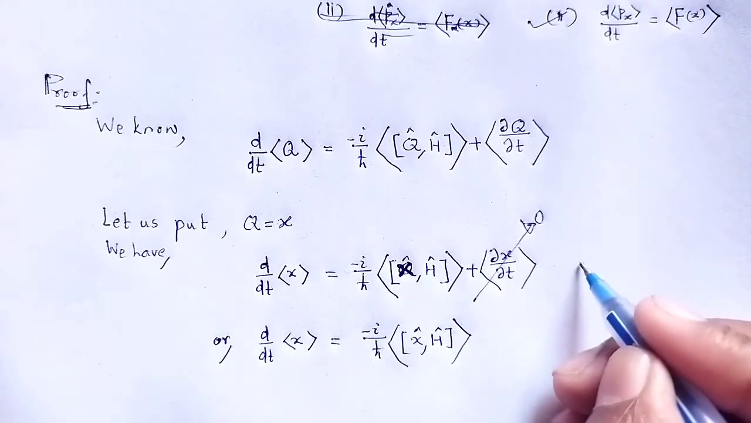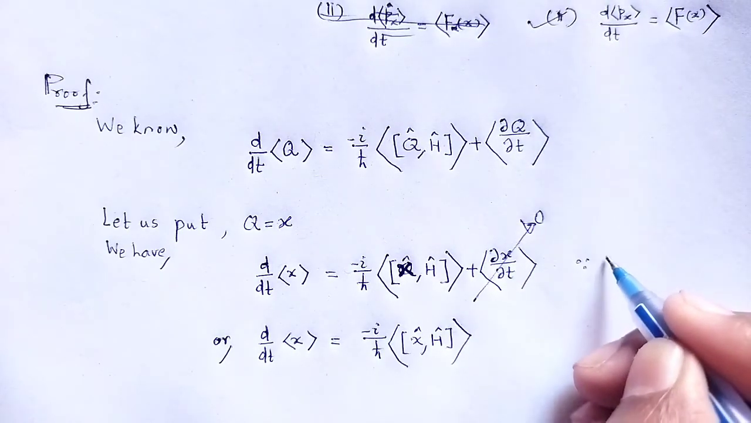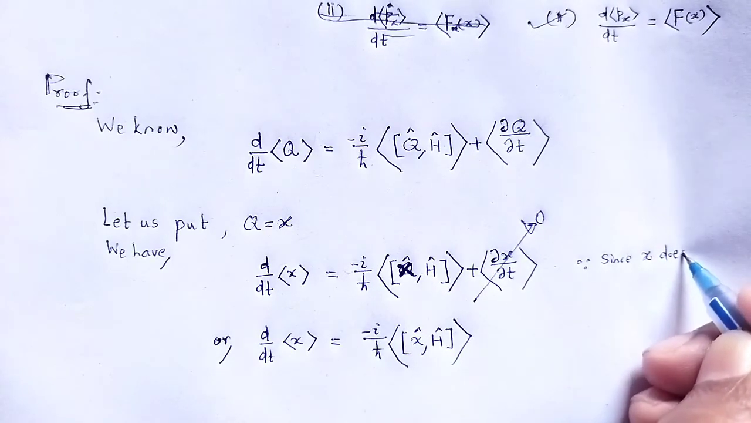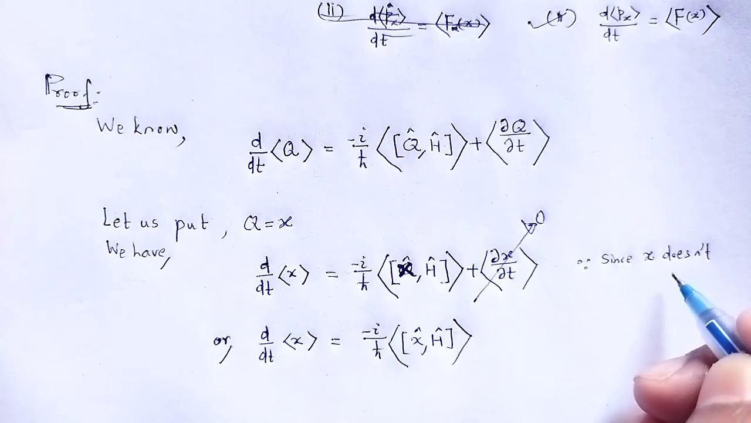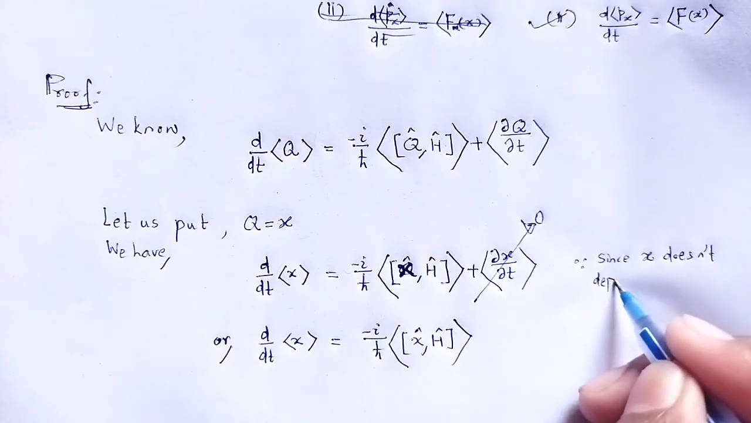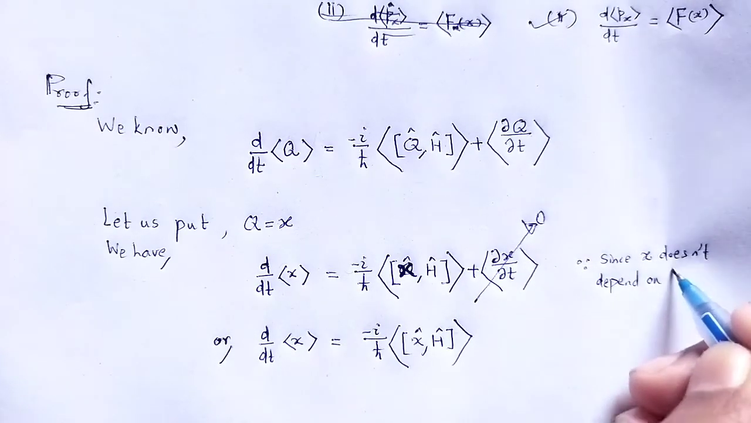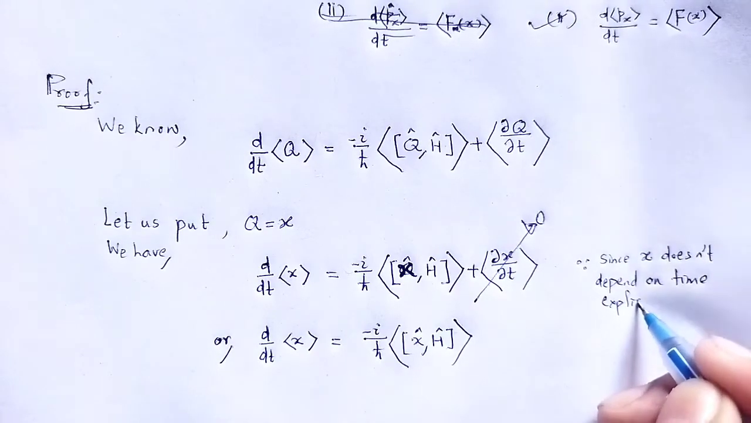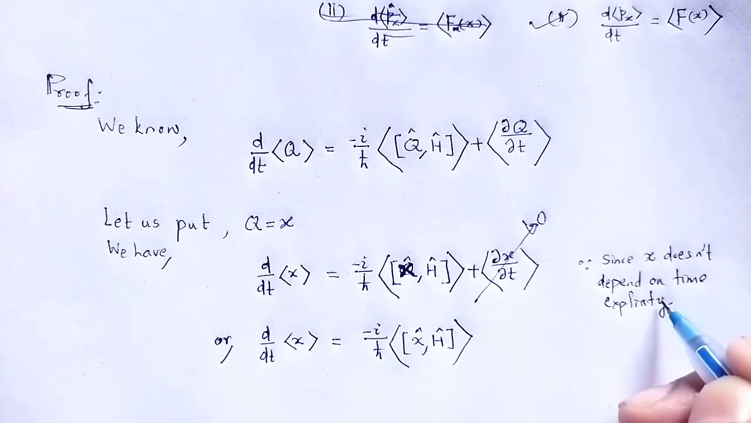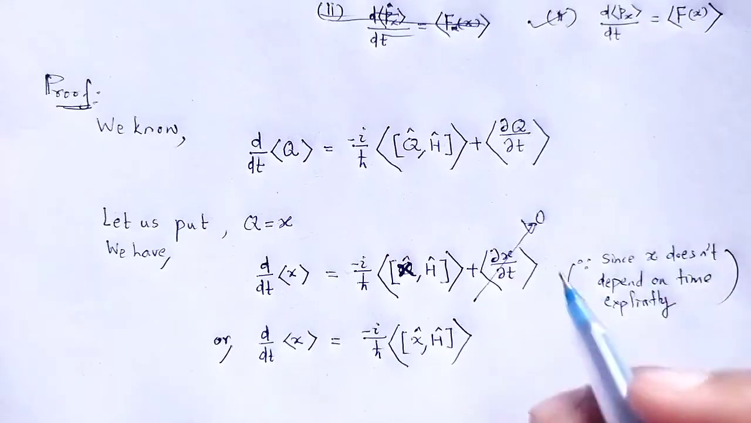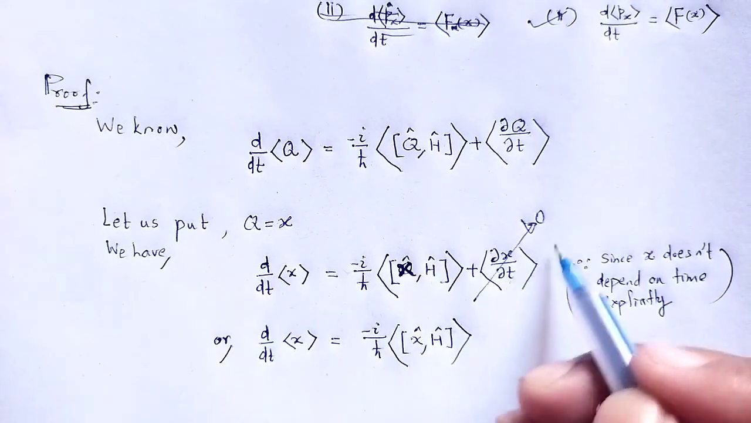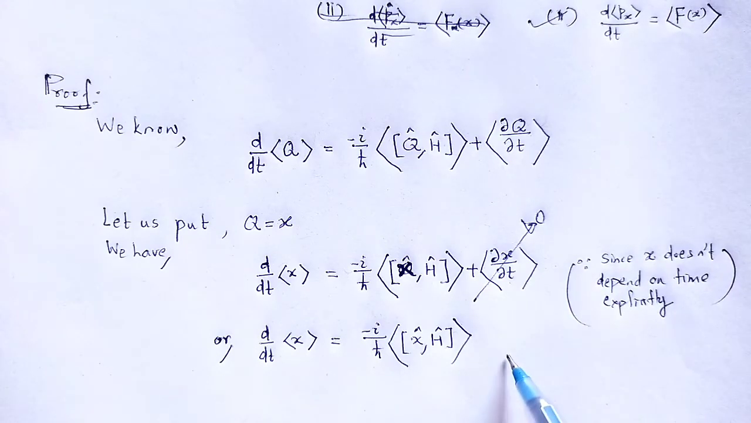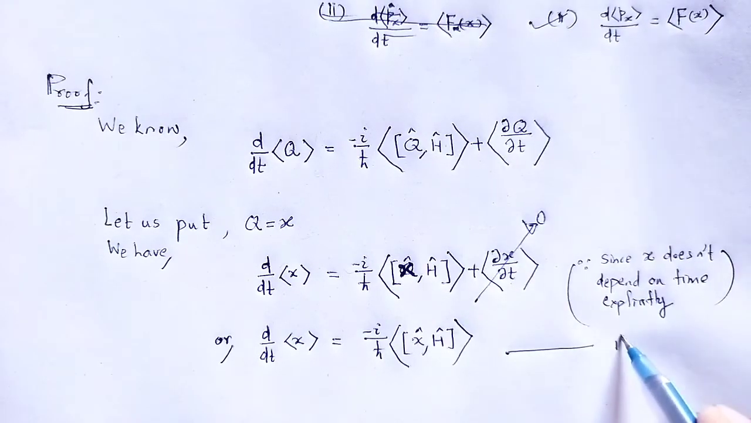Why will that term be 0? Since x doesn't depend on time explicitly, its differentiation with respect to time will be 0. We have that equation, equation number 1.